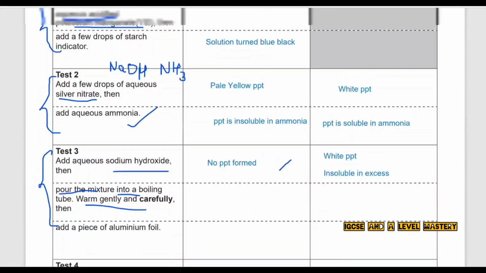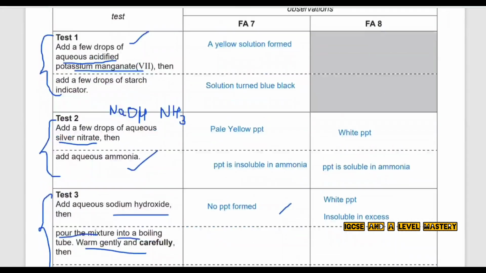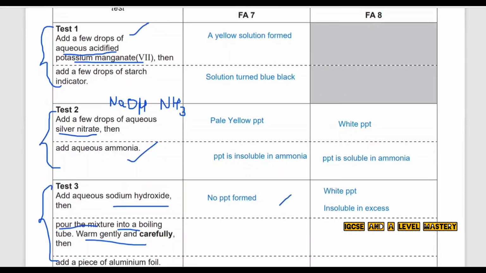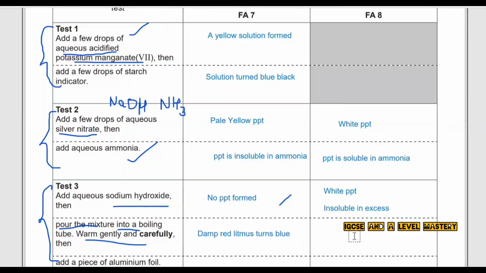I'll be using damp red litmus paper and I'll be testing both the solutions. I'll be heating Fa7 and doing the damp red litmus paper test on Fa7 as well as Fa8. Over here, the damp red litmus turns blue. While here, there wasn't any change. The litmus paper didn't change as such, or we can say no change observed.